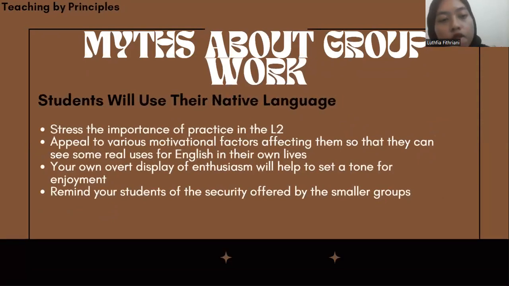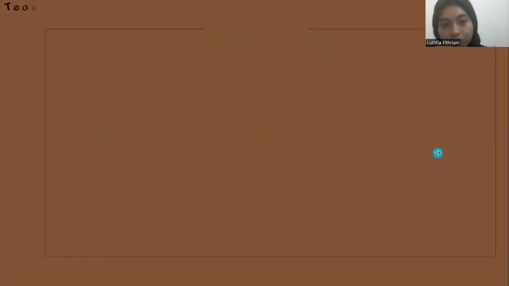The second myth is students will use their native language. This can be caused by some conditions. Stress the importance of practice in the L2, appeal to various motivational factors affecting them so that they can see some real uses for English in their own life. Your own overt display of enthusiasm will help to set a tone for enjoyment. Remind your students of the security offered by the smaller groups.